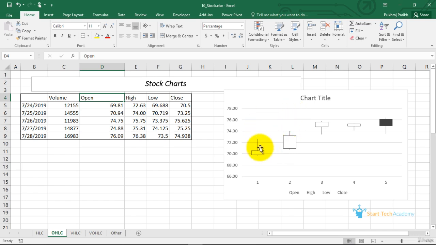So in this chart, line is similar to the previous line. The ends of the lines are depicting the lowest and the highest value that the stock underwent that particular day.